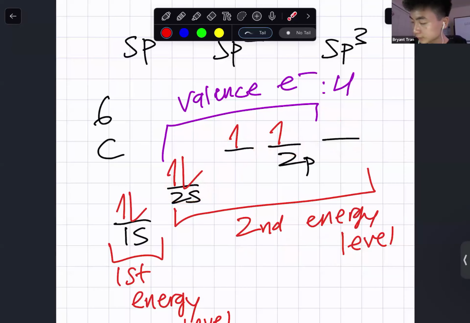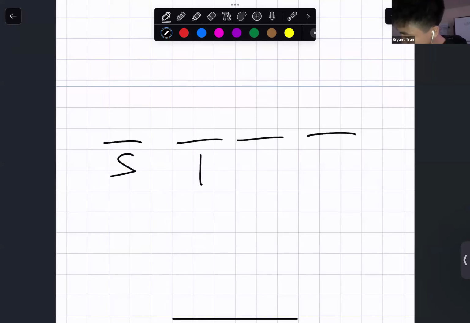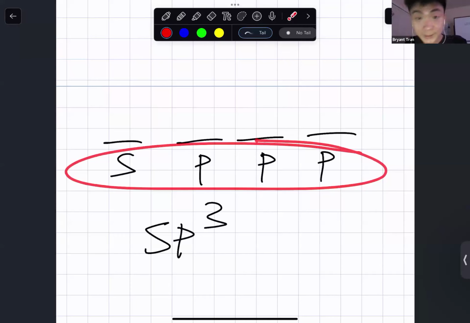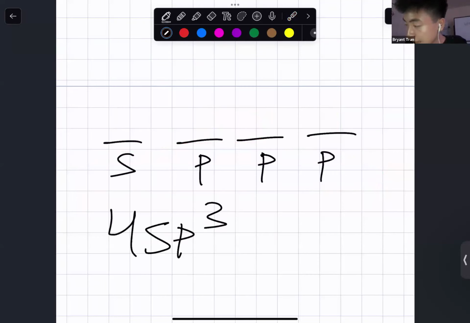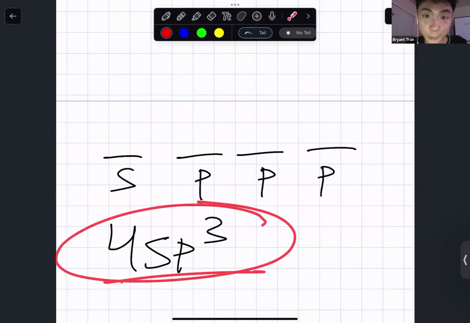So if you combine the s and p orbitals, I'm going to do it like this right here. This is 1s, and these are the 3p. So s, p, p, p. If you have an sp3 hybrid orbital, you're going to combine all of these together and merge them into one, right? But you're going to use 1, 2, 3, 4 orbitals to do that. So if an atom is sp3 hybridized, it's going to have 4 sp3 hybrid orbitals, right?